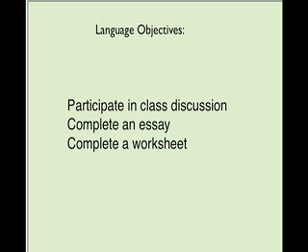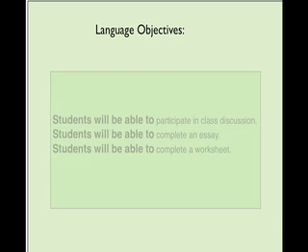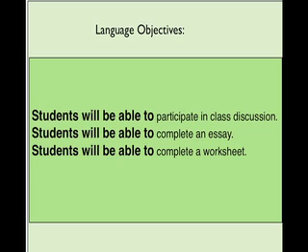So the first thing that we want to do with these language objectives is turn them into activity statements. So the first thing we're going to do is use the tag SWABAT, student will be able to, and we're going to rewrite these in terms of these activity statements. So students will be able to participate in discussion, student will be able to complete an essay, student will be able to complete a worksheet.